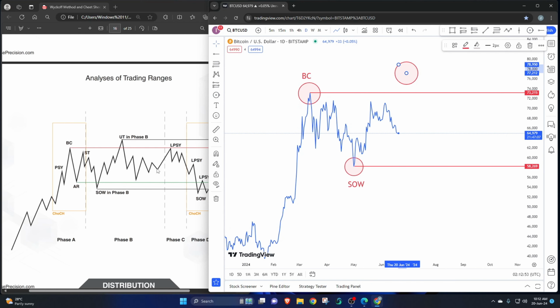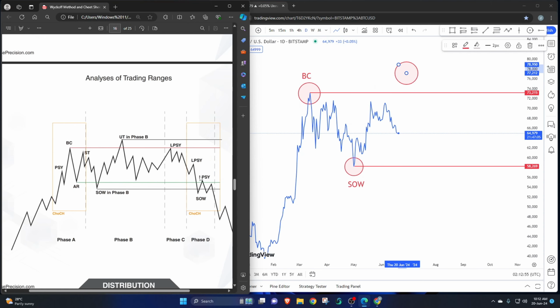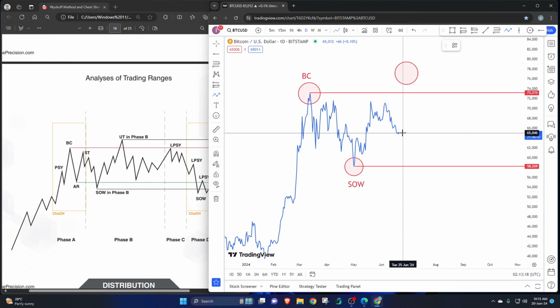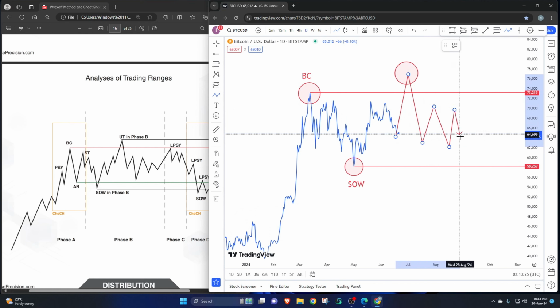After the second peak, price will normally range and lose momentum, where it enters phase C, and it eventually changes its direction, changes its trend, which is known as phase D. So there is still time for Bitcoin to do its thing.